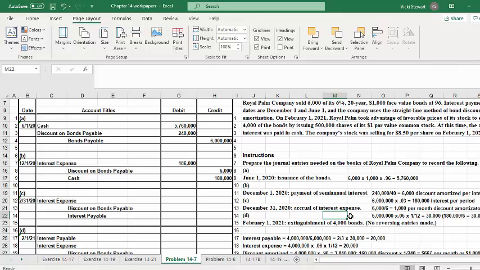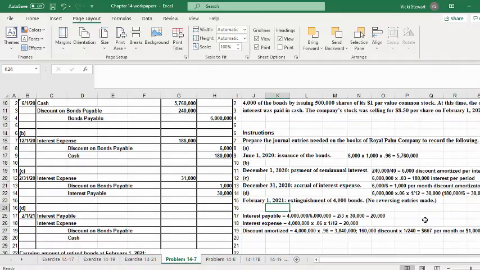To determine the amount of interest that we need to credit to interest payable, we take the face amount of the bonds, $6 million, times the stated rate of 6%, multiply it by 1, and divide it by 12, and we get $30,000. So now we can record the accrual of the interest expense at December 31st. We would debit interest expense for $31,000. We would credit the discount on bonds payable for $1,000, and we would credit interest payable for $30,000.